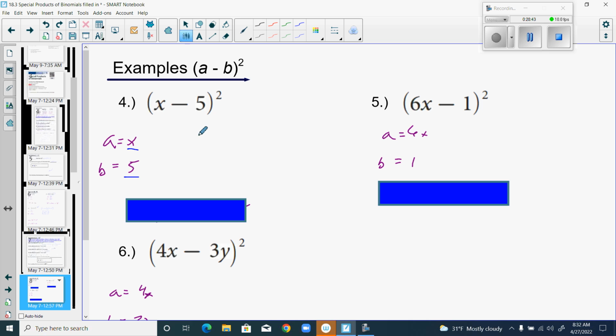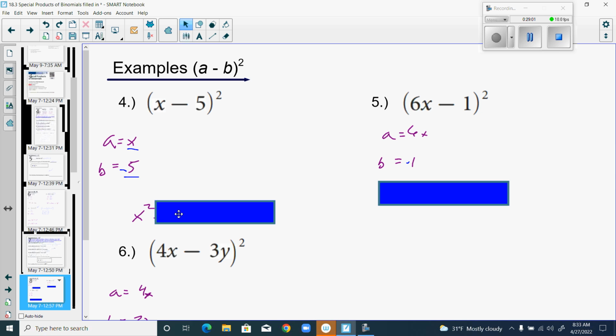All right, so now what are we supposed to do for our answers? Well, that first term has to be squared. Well, x squared is x squared, no secret there. The middle term now is what's different. It's 2 times x times negative 5, which is a negative 10x. And then the last term is a negative 5 times a negative 5, which is a positive 25. Okay, so take maybe a minute to do number 5 and 6, and then we'll come back.